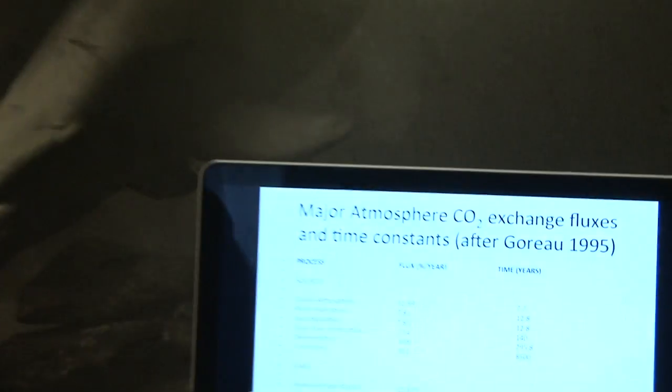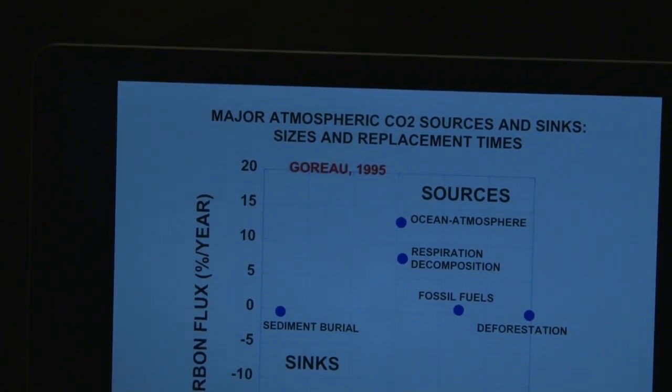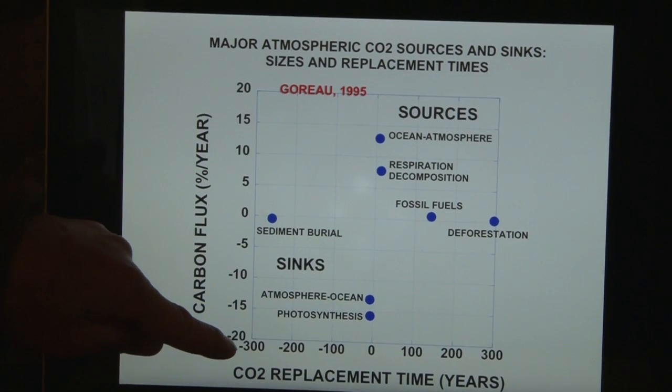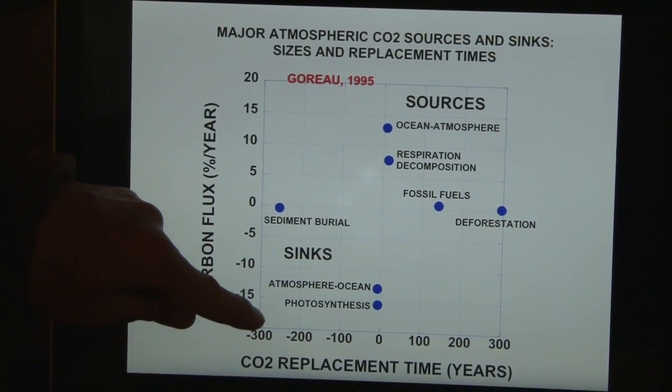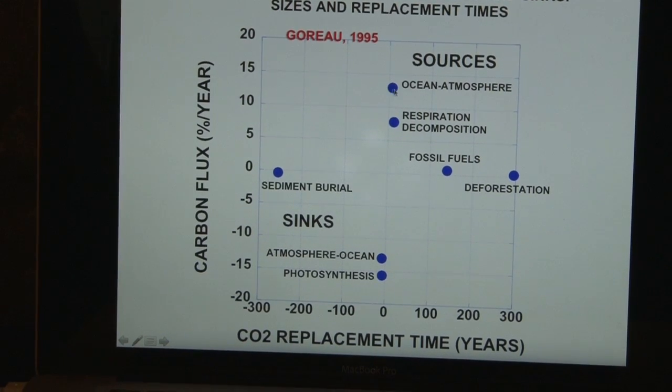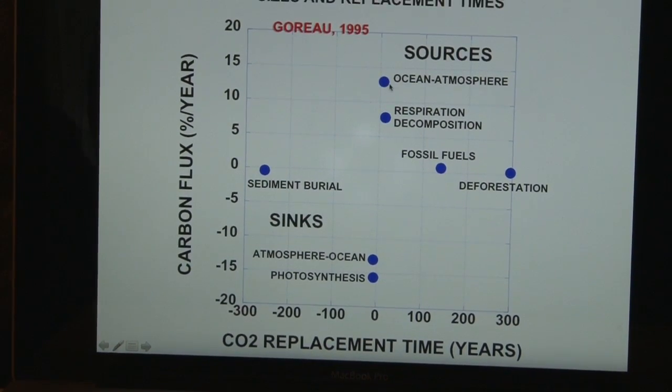And the land, when we take a look at all the carbon sources and sinks, I've plotted them up here in terms of the rate at which they replace CO2 in the atmosphere, either by adding or subtracting CO2. Ocean and atmosphere exchange all the carbon in the atmosphere about every 10 years or so.